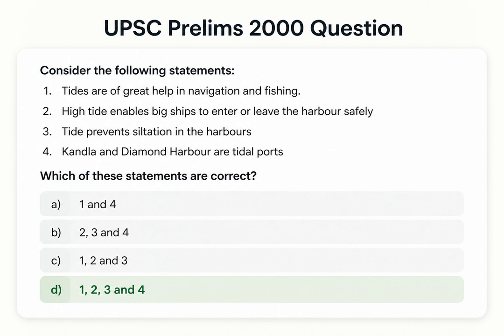Statement 3 is true. The ebb and flow of tidal currents naturally desilt harbors. Finally, Statement 4 is correct, because both Kandla in Gujarat and Diamond Harbor in Kolkata are indeed major tidal ports in India. Therefore, the correct answer is D. All 4 statements are true.